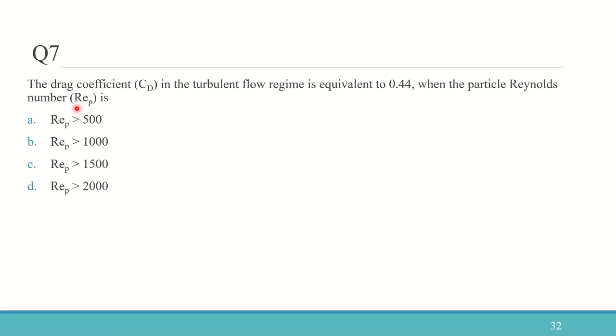We know that CD is given separately for the Stokes regime and the turbulent regime. In Stokes regime, CD is equal to 24 by Re_p, and in turbulent regime, CD is equal to 0.44. So if it is 0.44, we know it is a turbulent regime. So when does turbulent regime happen? When Reynolds number is greater than 500 or 1000 or 1500 or 2000. So we can say that when Reynolds number is greater than 500 itself, it is turbulent regime, and the drag coefficient is given by 0.44. So option A is the right answer.